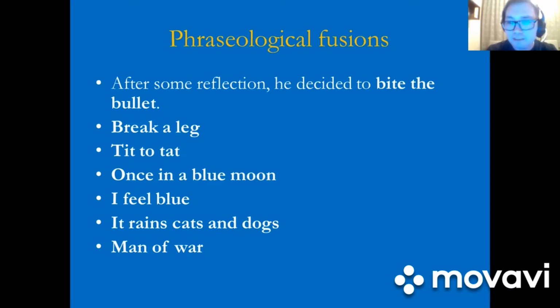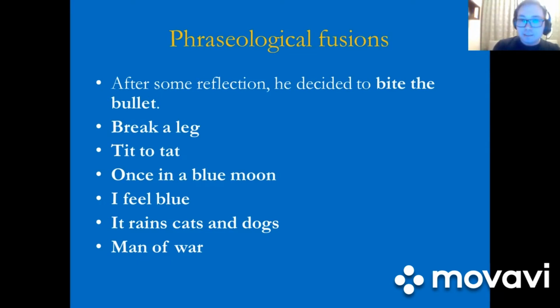Or the last one, man of war. Man of war is actually a battleship. It's another word for battleship. Why do we call it a man of war? We cannot explain it basing on the knowledge of the Russian language, basing on the logic of the Russian language.